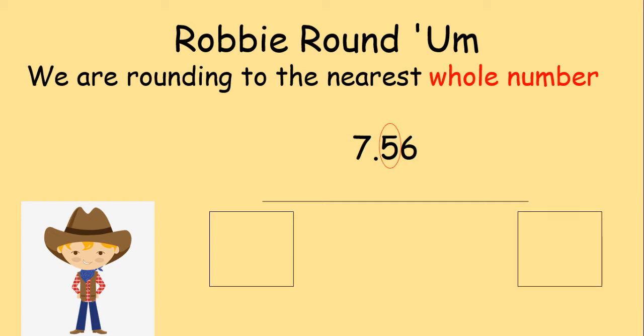I'm going to look at the digit after the decimal point in the tenths column. I have two options. I could round down to 7, or I could round up to 8. 5 tenths in the tenths column means that I would need to round my number up to 8. If the number is 4 or less, I round down. If the number is 5 or more, I round up. My answer would be 8.